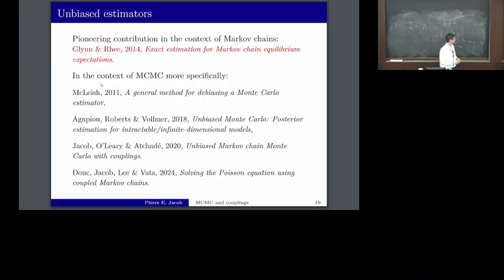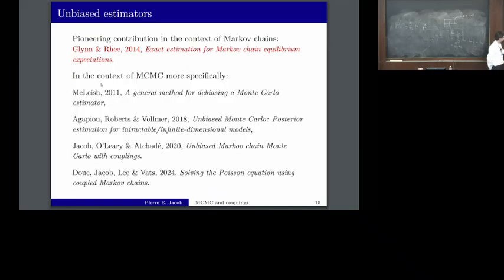Okay, so the next developments come from the contribution first of Peter Glynn and Chang-Han Rhee, called exact estimation for Markov chain equilibrium expectations. It's not perfect sampling. They call it exact estimation as opposed to exact sampling. So we're not going to sample from pi, but we'll be able to obtain unbiased estimators of expectations with respect to pi. Okay, and that's a type of work that has been fairly active since then.